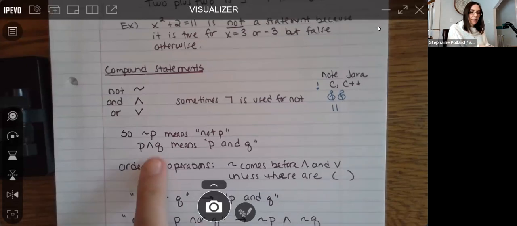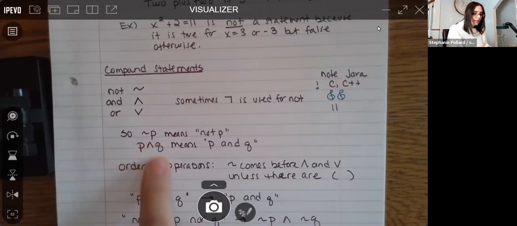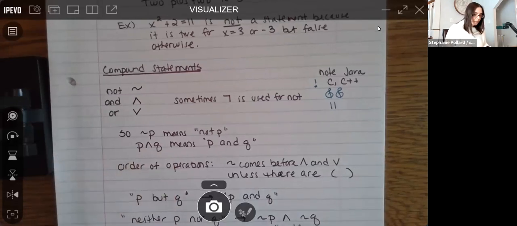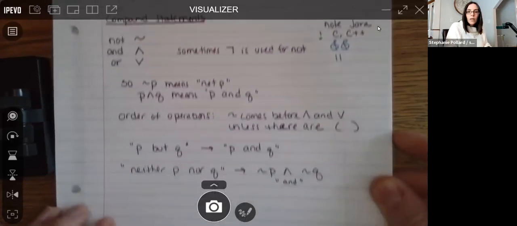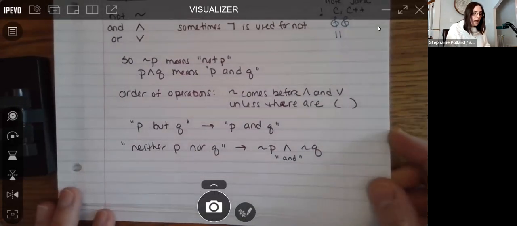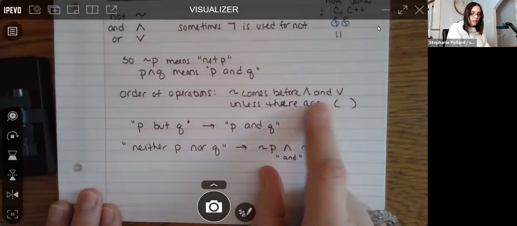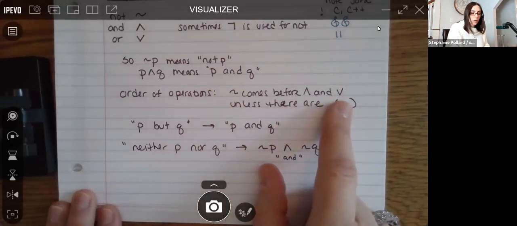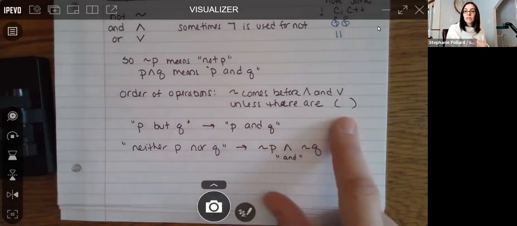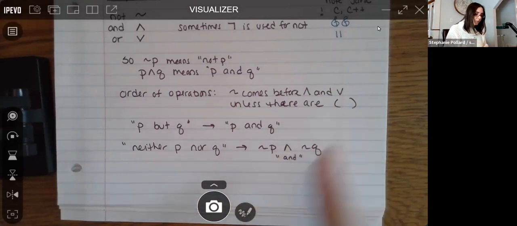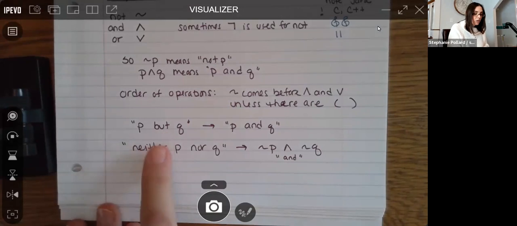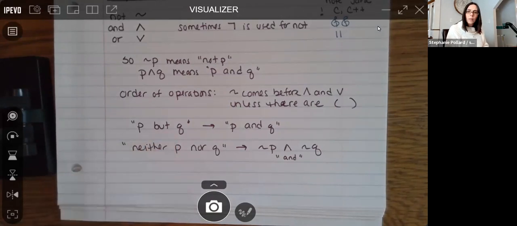So something like this means not P. Something like this means P and Q. There is an order of operations here. Not comes before and or statements, and and or statements are considered equivalent. So if you're going to have multiple of them, you do want to have parentheses to show what you should be doing first.